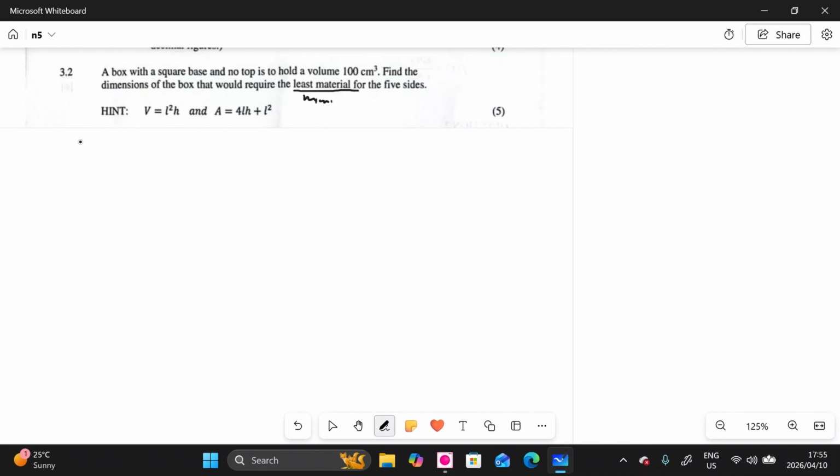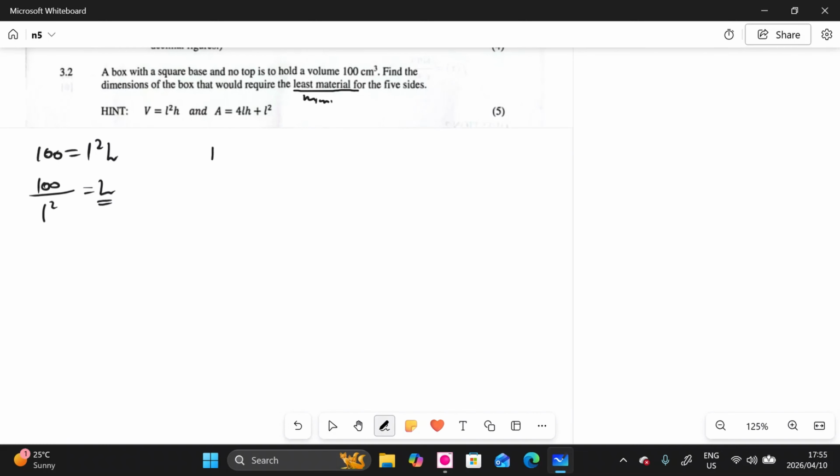So what we can do here, since volume is equaling to 100 centimeters cubed, we can write this as 100 is equaling to length squared multiplied by h. And then we can make h subject of the formula. If we make h subject of the formula, we know that 100 is going to be divided by length squared is equaling to h, so that we are able to substitute this h into that formula there, so that we can be left with only length on our right hand side of the area.